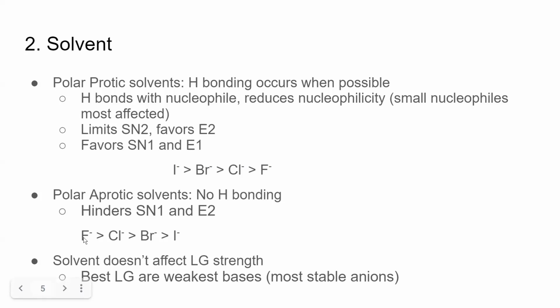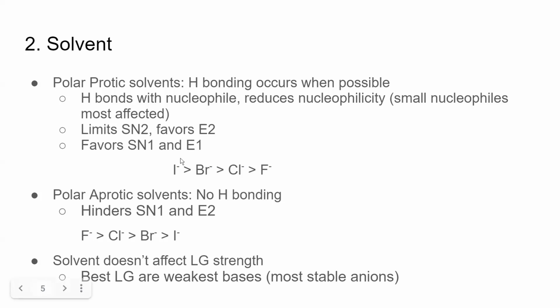So in polar aprotic solvents, the nucleophile strength basically follows the same trend as base strength. So fluorine is going to be your strongest base. It's the strongest nucleophile. Iodine is your weakest base. It's going to be the weakest nucleophile. But in polar protic solvents, because fluorine is so small, it's going to be more affected by the solvent. And so we see the inverse. Fluorine is now the weakest nucleophile, and iodine is the strongest nucleophile.